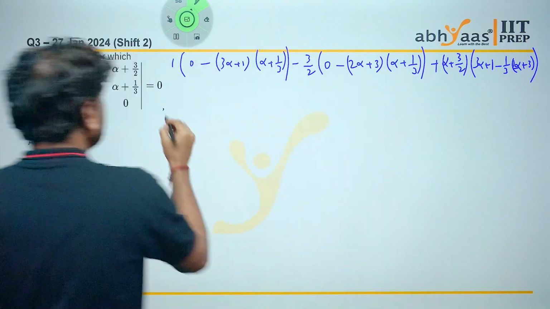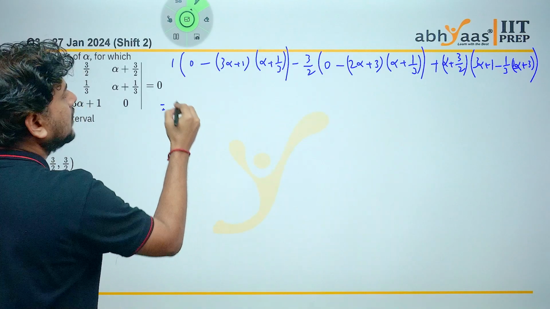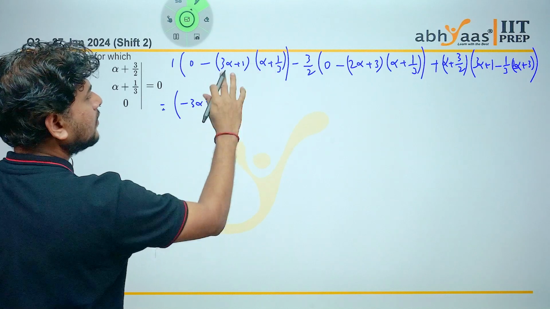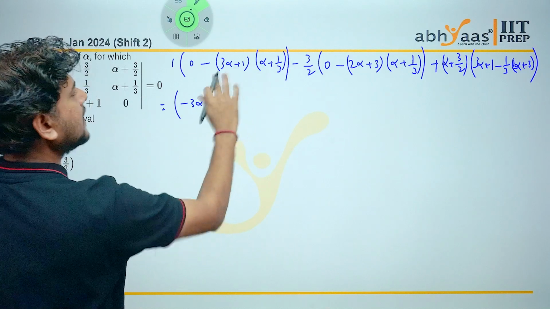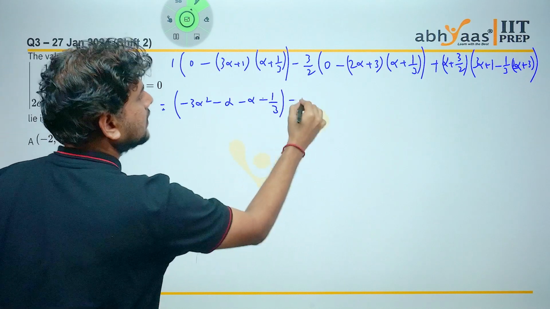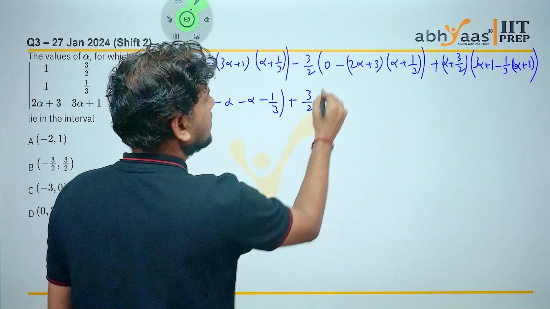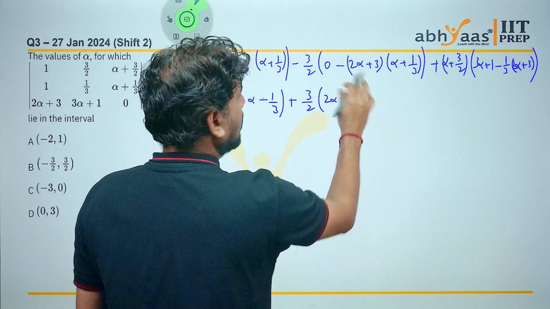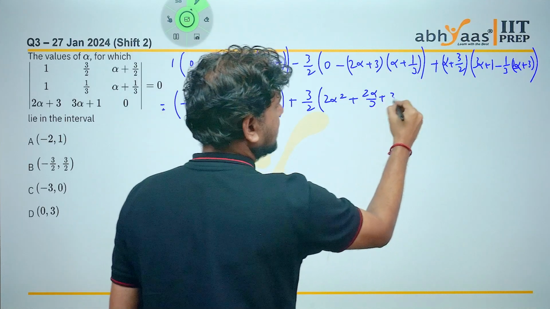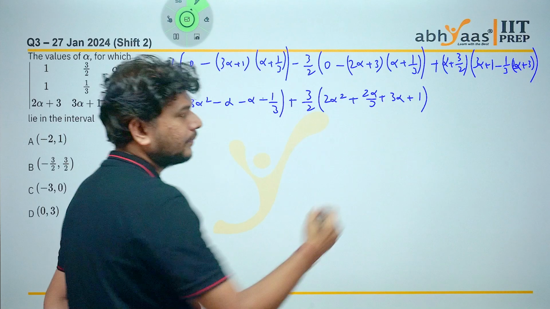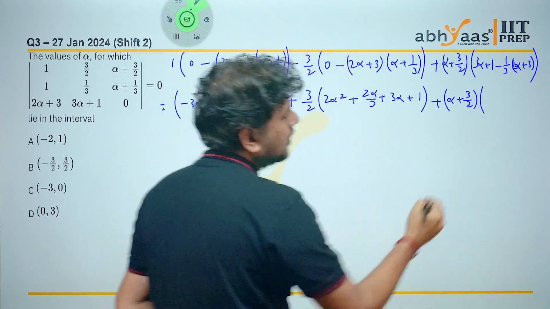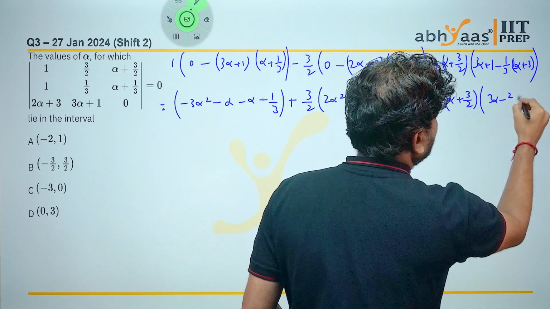Okay. So that will be minus 3 alpha square, minus 3 alpha square minus alpha minus 1 by 3, plus 2 alpha square plus 2 alpha by 3 plus 3 alpha plus 1. Plus alpha plus 3 by 2 into 3 alpha minus 2 alpha by 3.